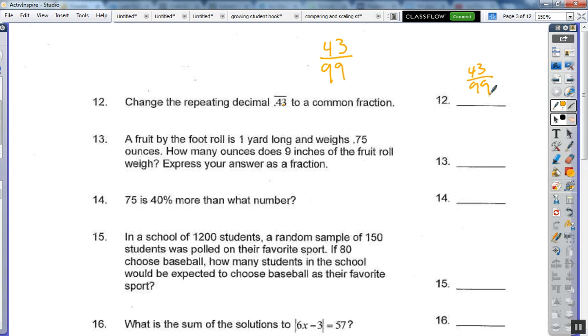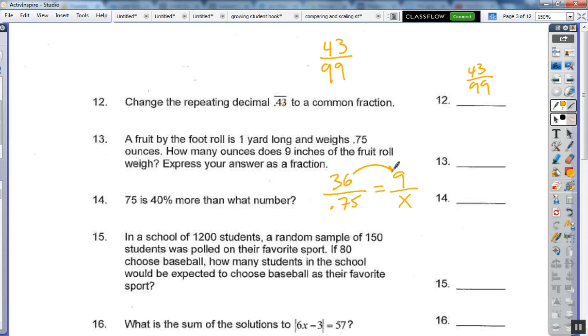Excuse me. A fruit by the foot roll is 1 yard long and delicious. It weighs 0.75 ounces. How many ounces does 9 inches of the fruit roll weigh? Express your answer as a fraction. All right, so we have 36 inches, and it weighs 0.75. And we want to know 9 inches, and that will weigh x.